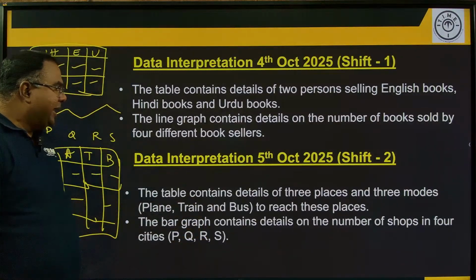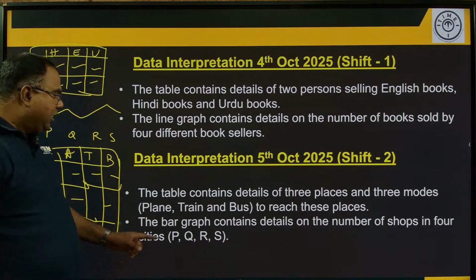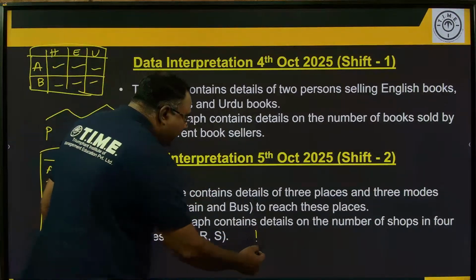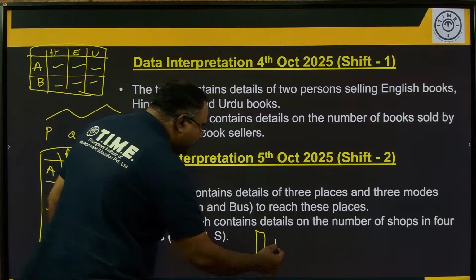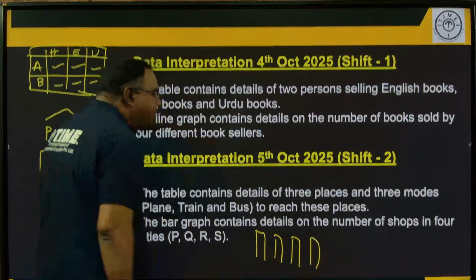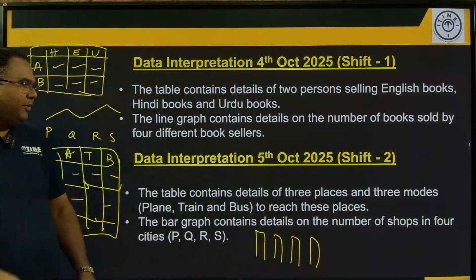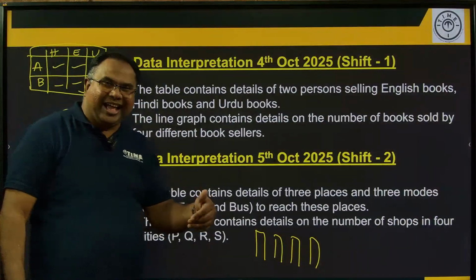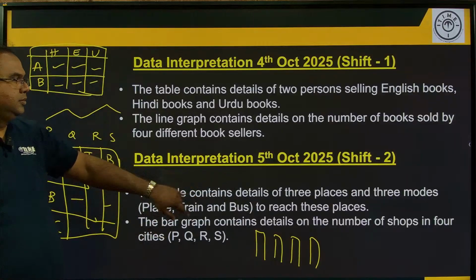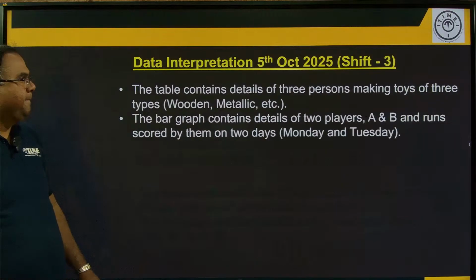If you look at the bar graph, it contains details of the number of shops in 4 cities. There are 4 cities given, a single bar, PQRS, and the number of shops in those cities. Out of this, there were 2 questions which were calculation based and time consuming. Right, let's move on.